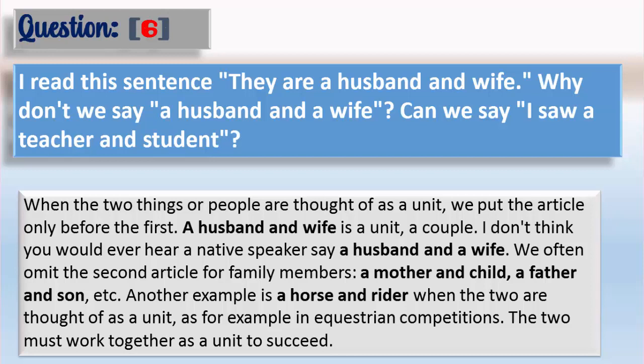Another example is a horse and rider. When the two are thought of as a unit, as for example in equestrian competitions, the two must work together as a unit to succeed.